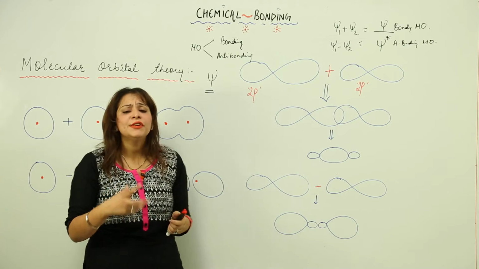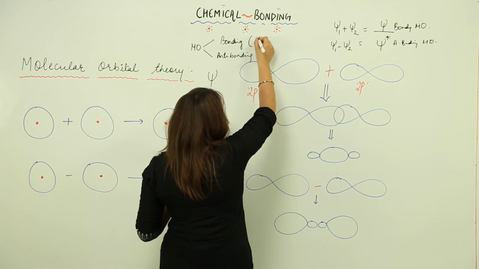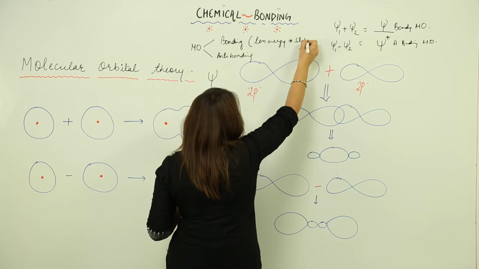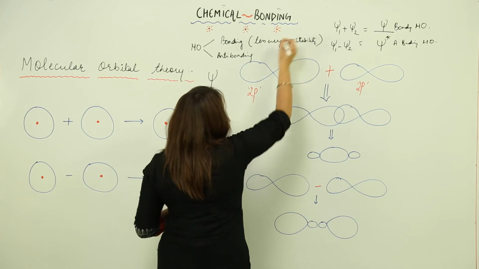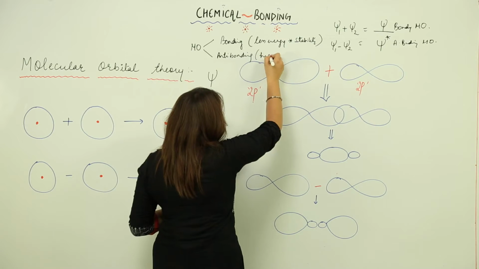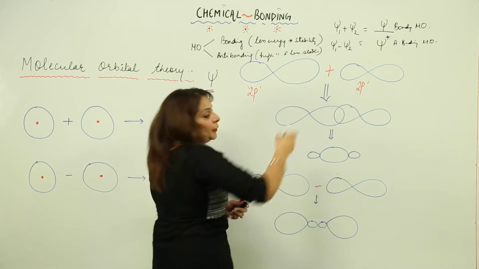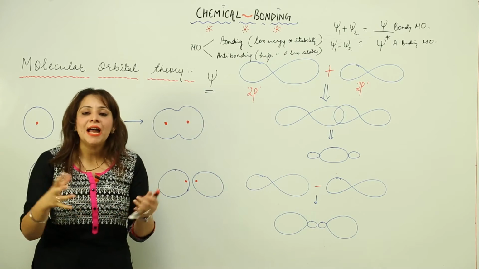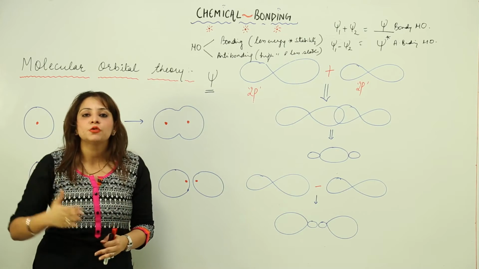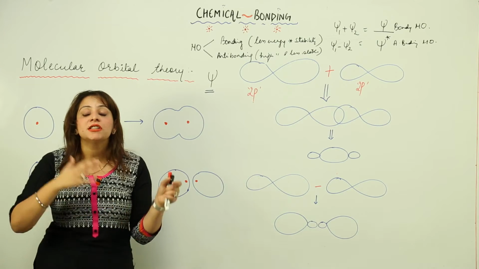So if we talk about the energies, this bonding orbital possesses less energy. Less energy corresponds to maximum stability. And anti-bonding possesses comparatively high energy, so it is less stable. You have to keep in mind these two things: when we add the wave functions, that is, when there is a constructive interference, it gives rise to a bonding molecular orbital. And when we subtract the wave functions, that means it is a destructive interference.